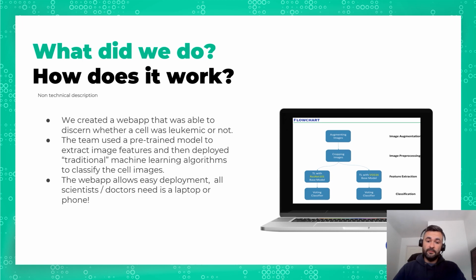So what did we do, and how does it work? Now, the team created a web app that was able to discern whether a cell was leukemic or not. And we did this by using a pre-trained model, which extracted the features of the cell image. And then we deployed a traditional machine learning algorithm to classify the cells.